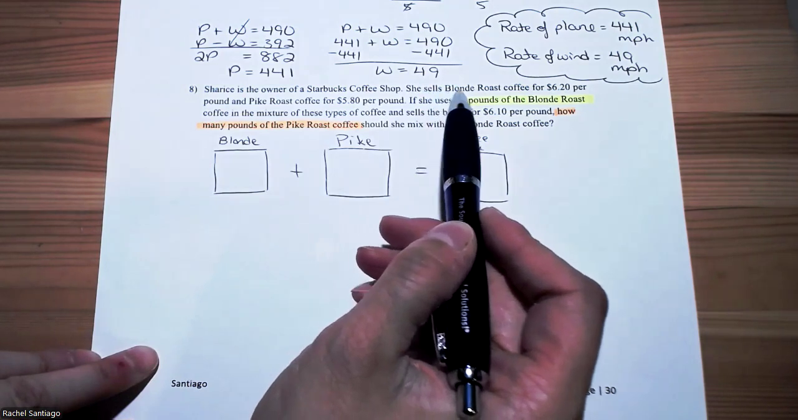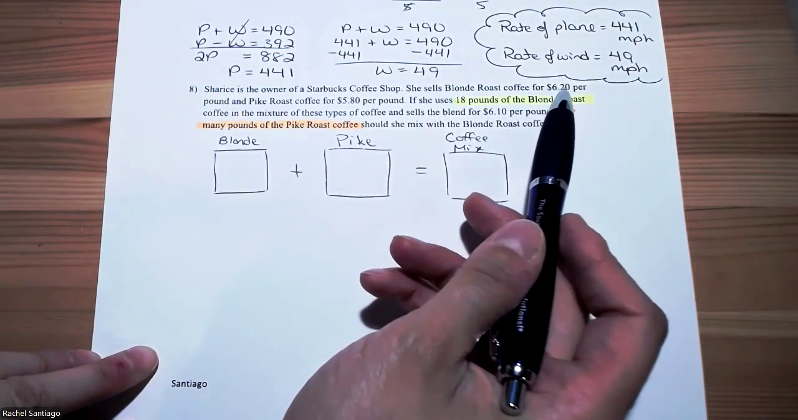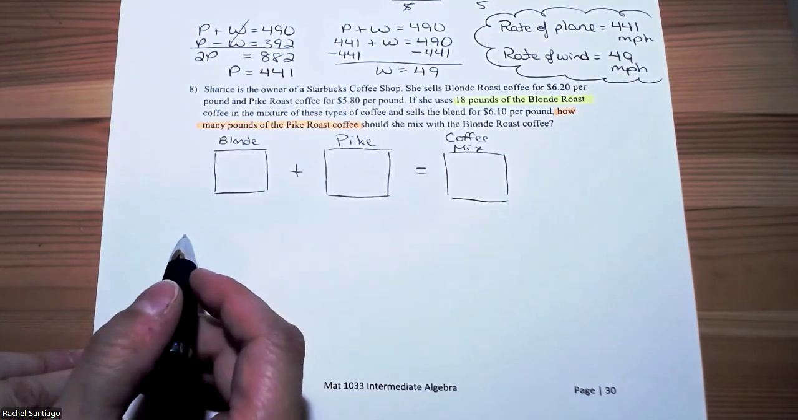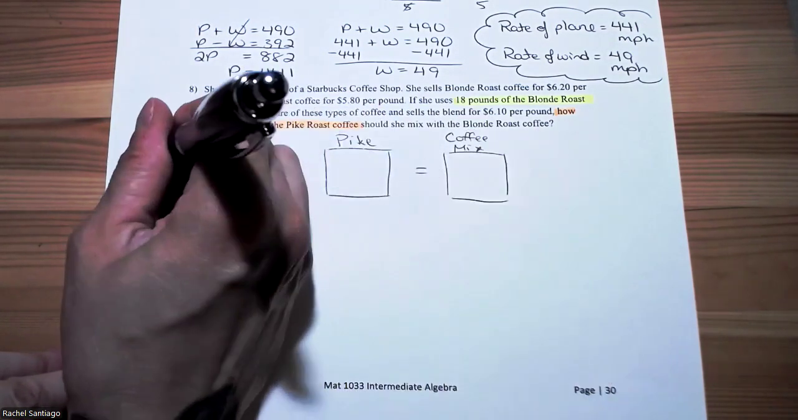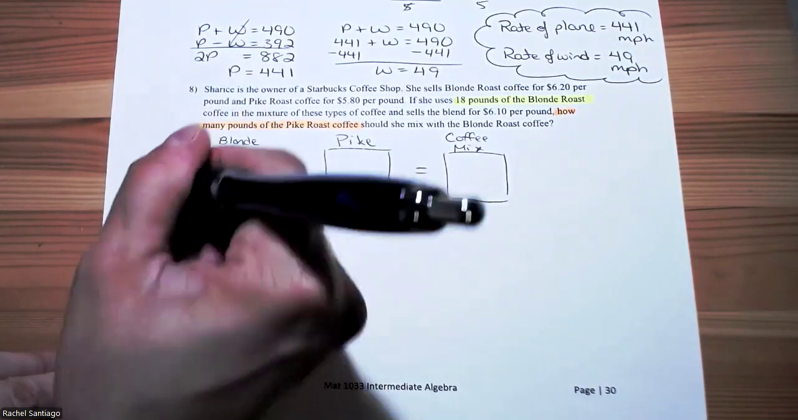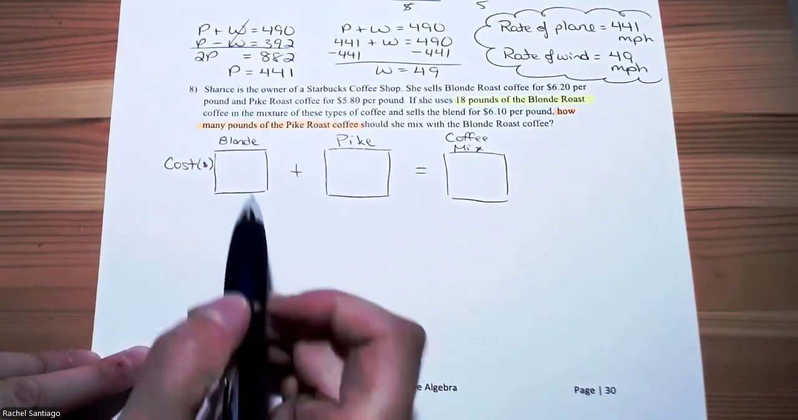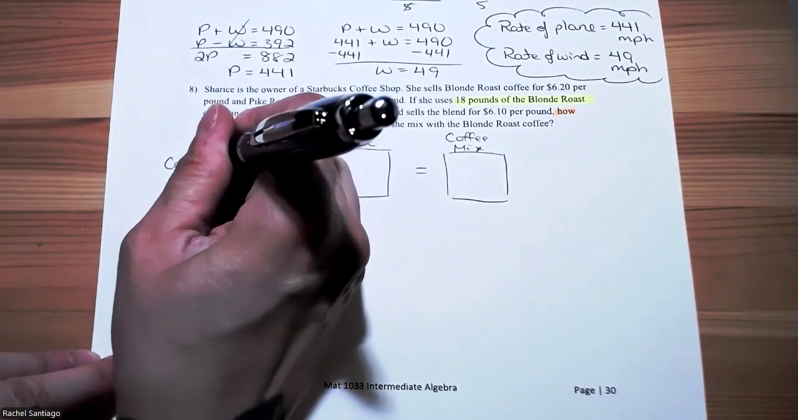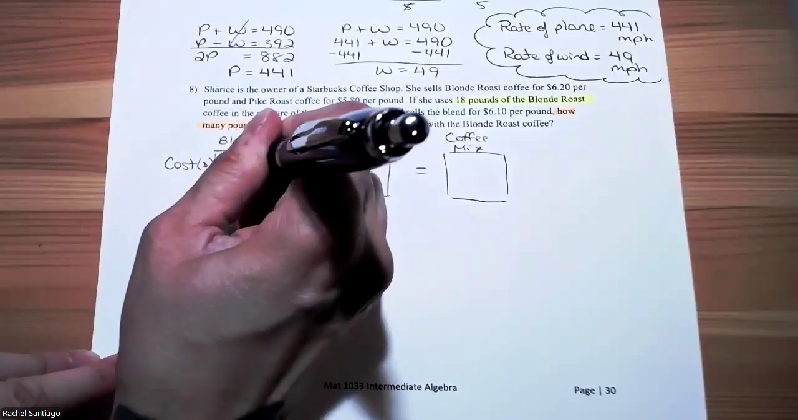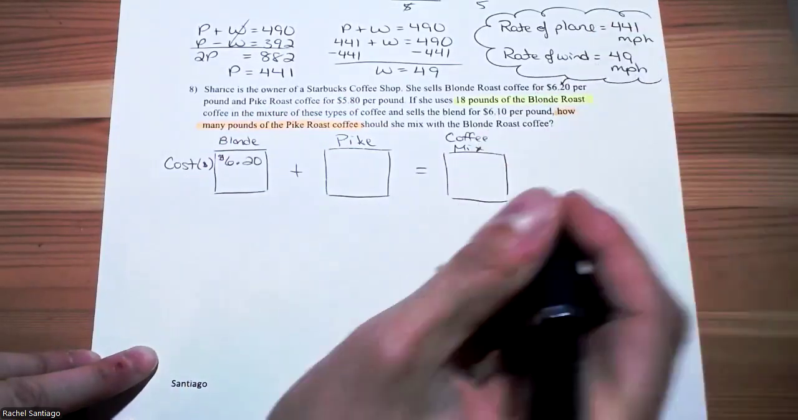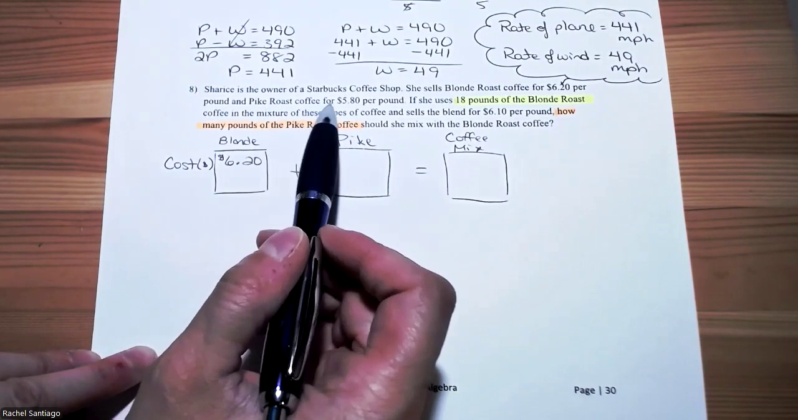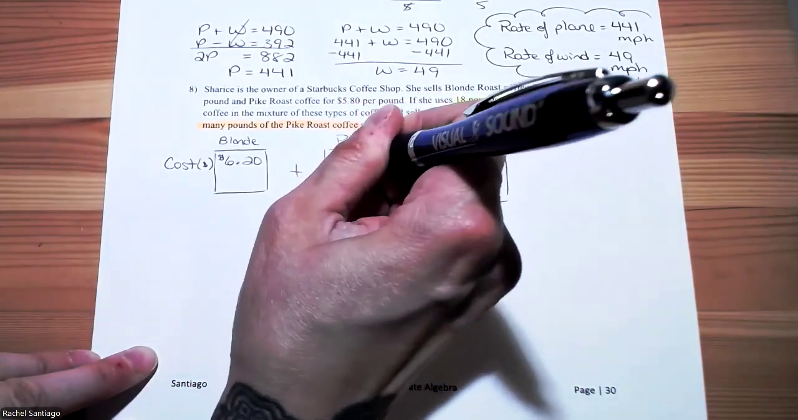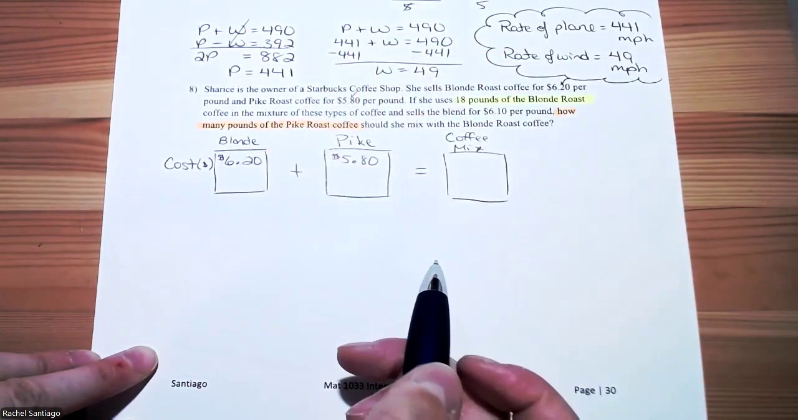We are told that blonde roast coffee sells for $6.20 per pound. So this is the price per unit. If I so choose, I'm going to keep the cost per unit in the upper half of each box. So blonde roast is $6.20 per pound, and I'm going to put a little check mark here. We know that pike roast sells for $5.80 per pound, so that's the unit price, $5.80 per pound.